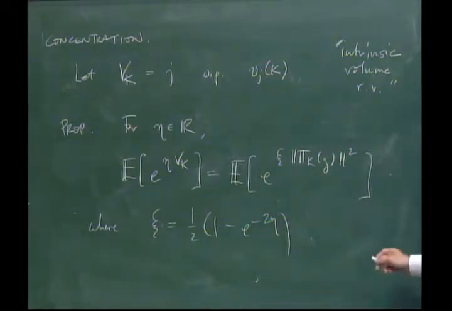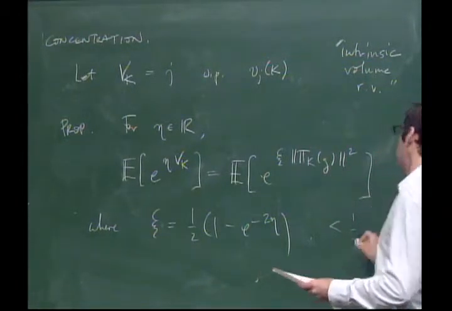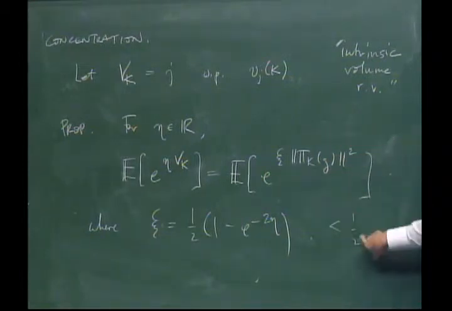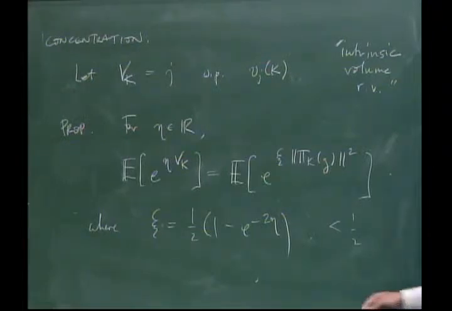So this is always less than 1/2. So it establishes a bijection between r and the set of numbers smaller than 1/2. Okay, so remember, when you want to prove concentration inequalities, what do you do? You look at exponential moments and you apply the Bernstein trick. And that's what we're going to do here.